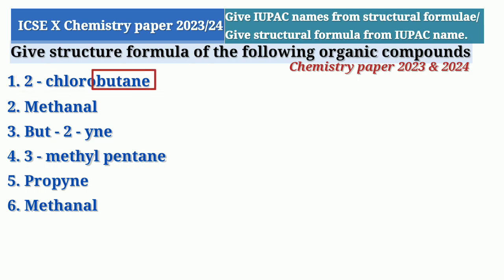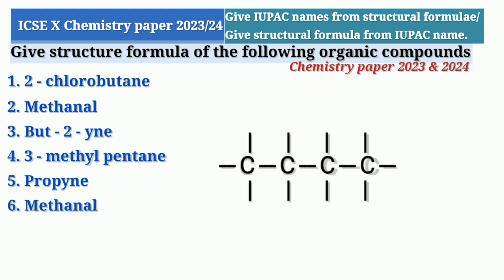Butane means 4 carbon atoms. So first we will draw 4 carbon atoms, each having 4 covalent bonds. These black lines represent 4 covalent bonds. Carbon can form covalent bonds between carbon and carbon atoms, carbon and hydrogen atoms, carbon and chlorine or halogen atoms, or any other atom present in the compound. But the thing to remember is each carbon atom will form 4 covalent bonds.